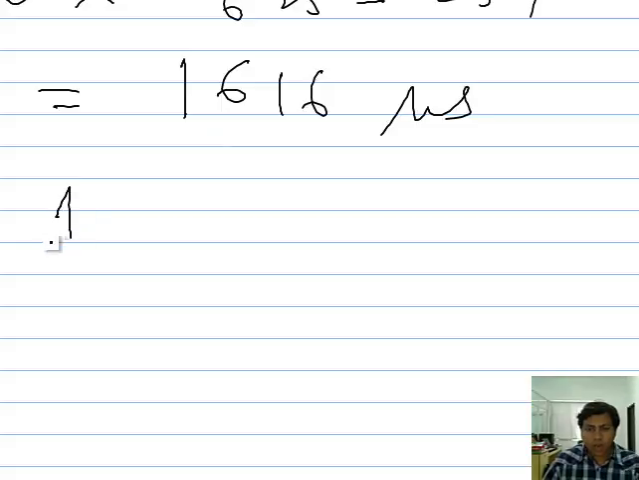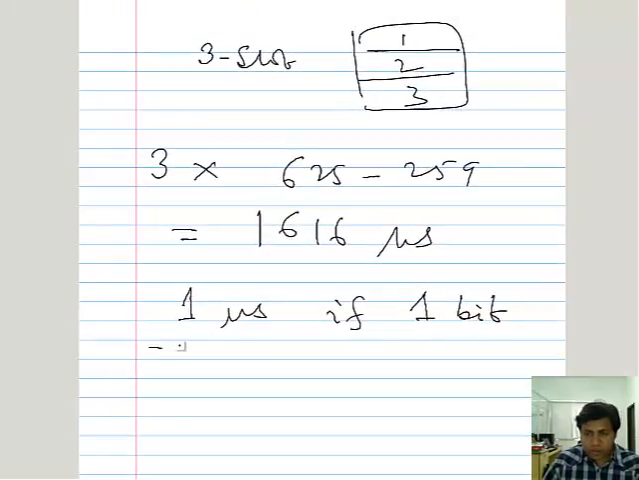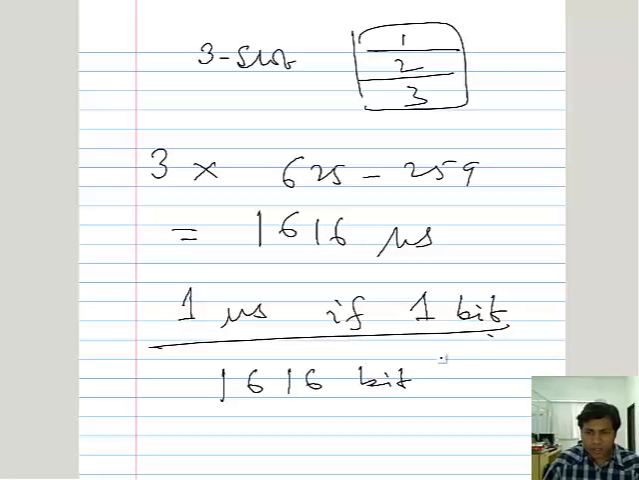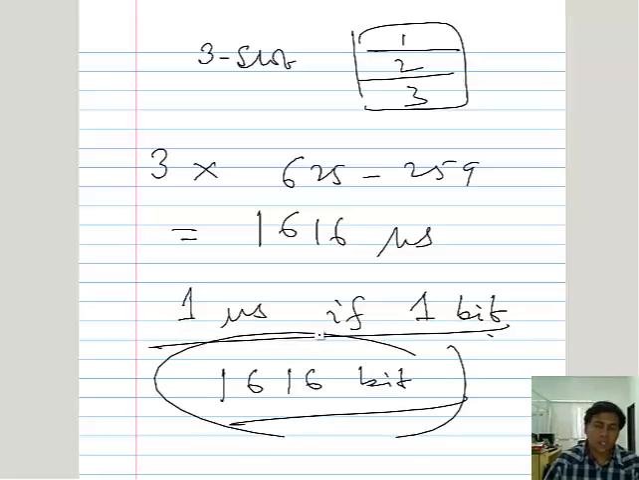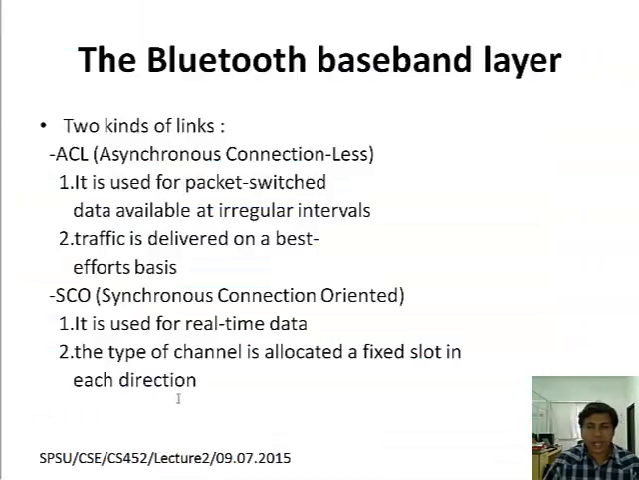Now in 1 µs, if I can transfer 1 bit, so total I can transfer 1616 bits. So this many bits of communication can be there. Like that we can calculate different frames and frame formats and other things. Now let's come back to the slide again.